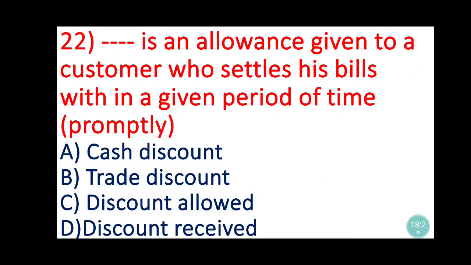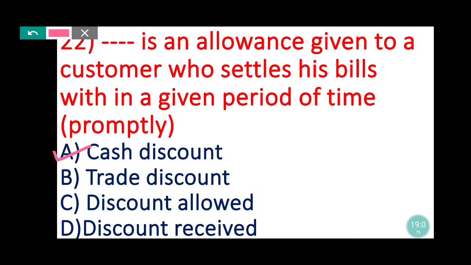Now the second last, dash is an allowance given to a customer who settles his bill within a given period of time, that is promptly. So we already discussed about this, about trade discount and cash discount. So answer is cash discount. It is given to facilitate a quick or a prompt payment. So a cash discount is an allowance to a customer for giving prompt payment. So it is known as cash discount.